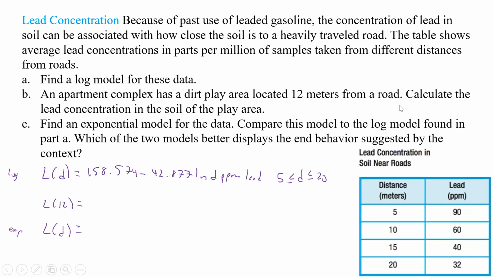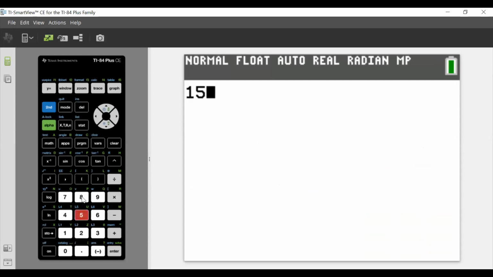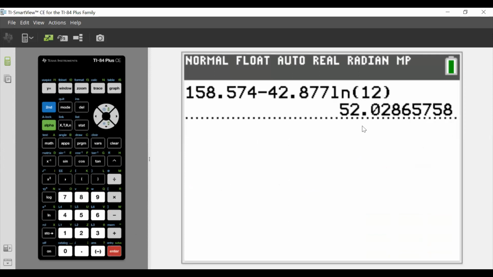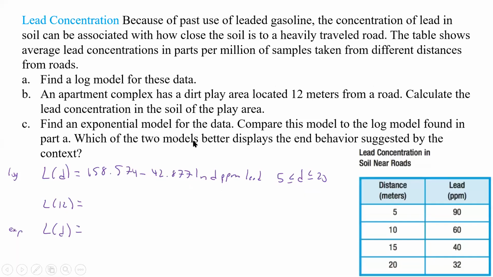Now we want to find what is L of 12. So now we plug 12 into that function. We're going to take 158.574 minus 42.877 ln of 12, with the 12 in parentheses. So again, if we plug that in, it's 158.574 minus 42.877 ln of 12. And that's going to be roughly 52.029 ppm. And if we round to the same units, it's just going to be 52 ppm.